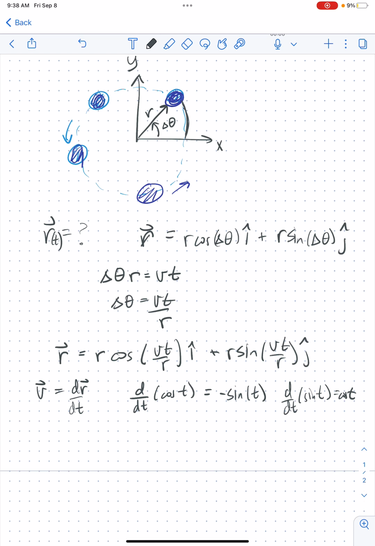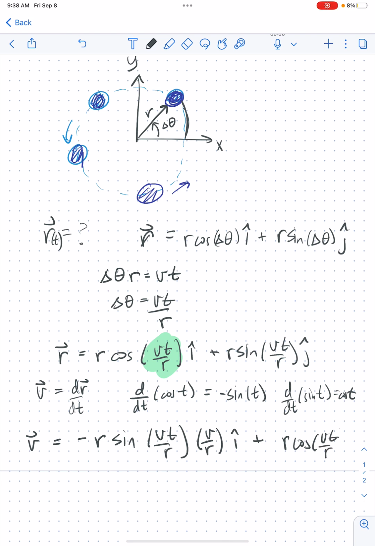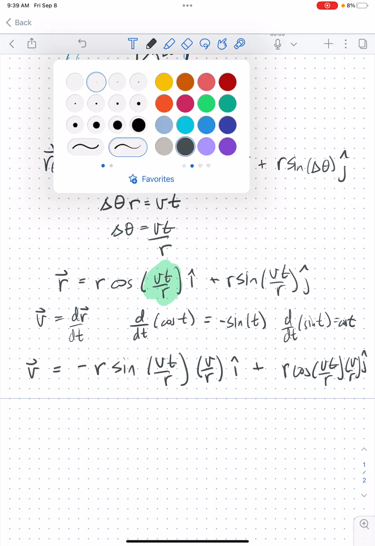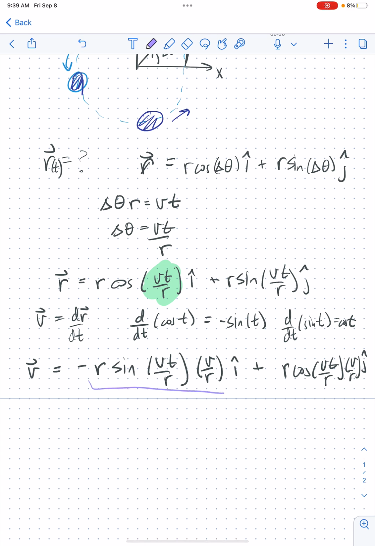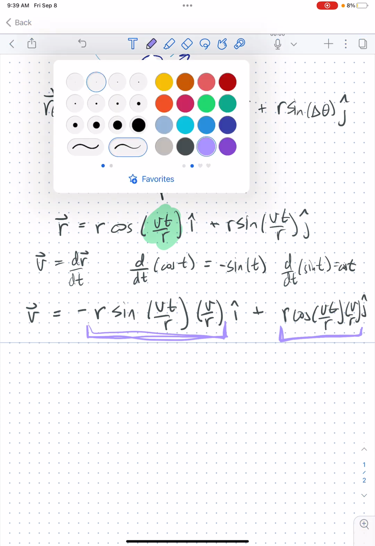And then we're going to use that plus the chain rule to find that our velocity is negative r sine vt over r times the derivative of this part that's inside the parentheses here. So that's v over r i hat plus r cosine vt over r v over r j hat. Okay. And notice I've taken the derivative of each of these terms separately. So this is the derivative with respect to time of the x coordinate, and this is the derivative with respect to time of the y coordinate. We're just going to rearrange these to make this a little bit easier to read.